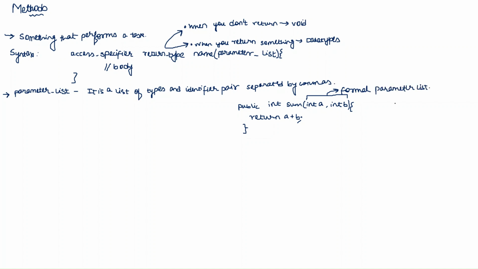Now there are something known as formal parameters and actual parameters. This right here is a formal parameter list. Let's say that I want to execute this method, so I'll create an object of that particular class, and then access it with obj.sum, and then here I'll specify the values for the parameters. Let's say I say 5 and 10. This right here is the actual parameter list. Okay, it's called an actual parameter list.